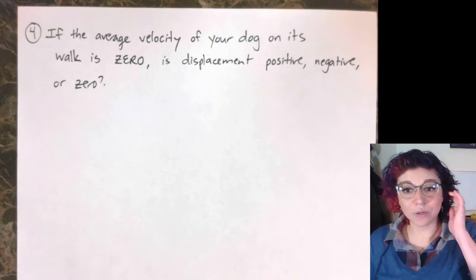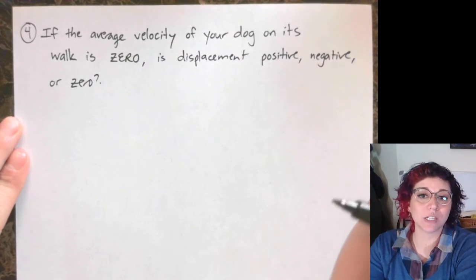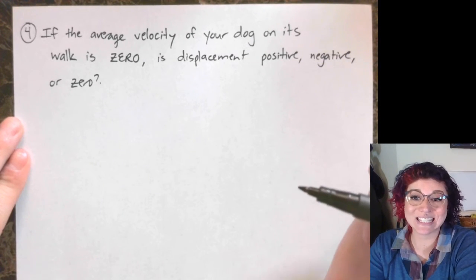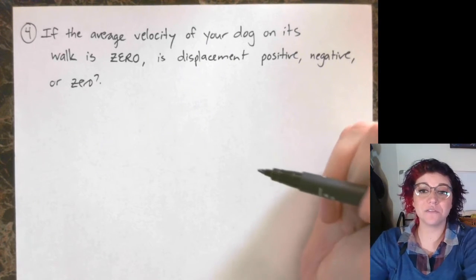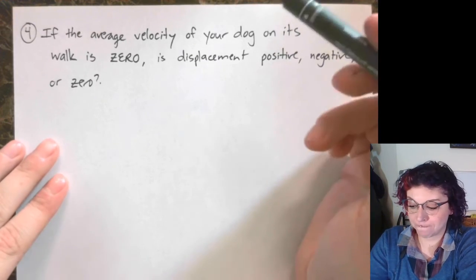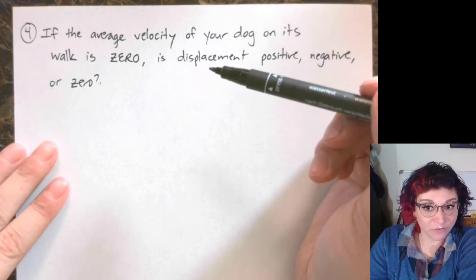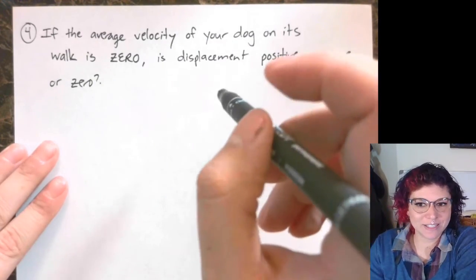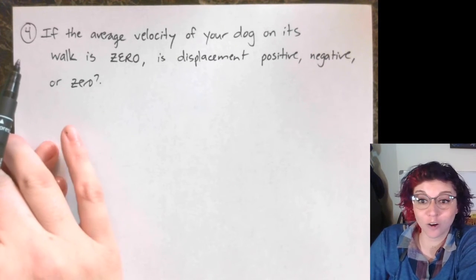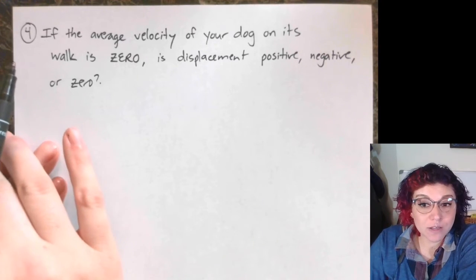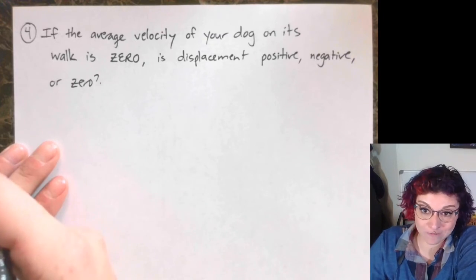Here is our last practice problem for average velocity. It says, if the average velocity of your dog on its walk is 0, is the displacement positive, negative, or 0? Y'all, equations are going to be your friends for physics. If you're trying to imagine this conceptually, like you walking your dog around the block, I recommend you not only draw out a picture, but also write out the equation.